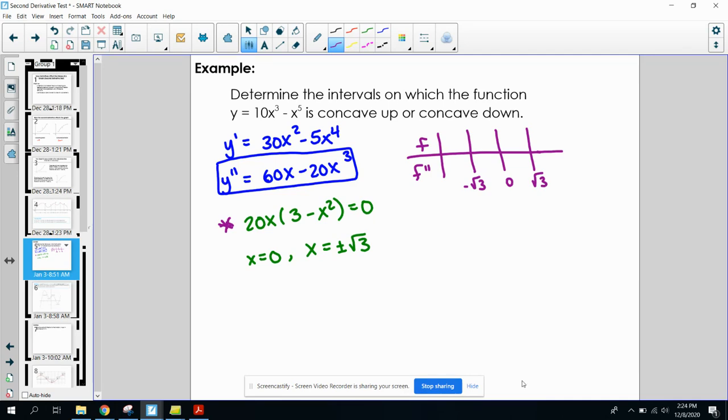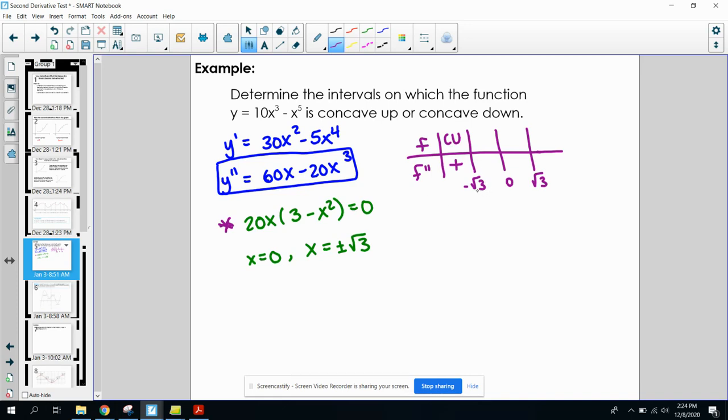So I'm going to take a number that's less than negative root 3, so let's say negative 2, and I'm going to plug it into here. So again, I only care about the sign, I don't care about the actual value. So 20 times negative 2 is going to be a negative number. 3 minus a negative 2 squared is going to be another negative number. So I'm going to multiply a negative and a negative, which is going to give me a positive. So since the second derivative is positive, that means that the original function here is going to be concave up.